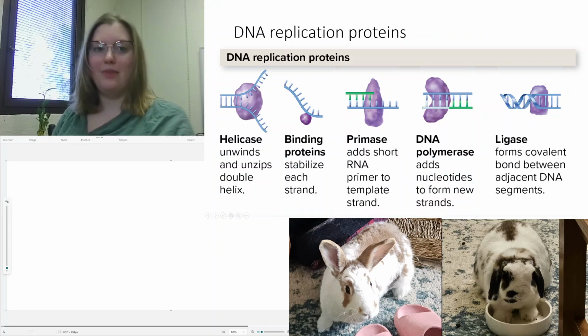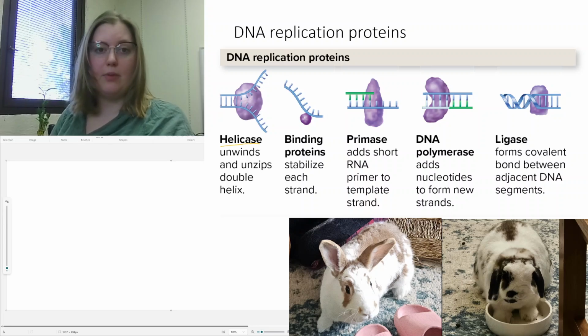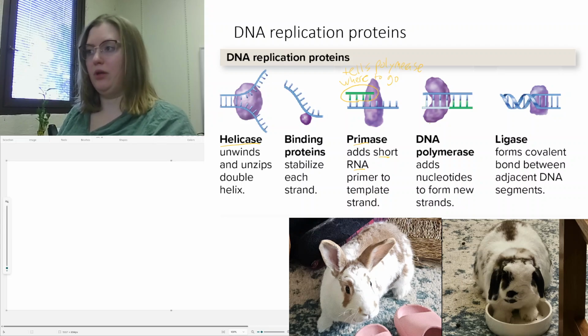Okay, so now we can see all the roles of these proteins. The first one we see over here is helicase. Helicase is responsible for opening the replication bubble so that we can access each side of the DNA double helix. Binding proteins, we're not going to worry about too much. They're just helping the process. Primase is going to be adding an RNA sequence, and this tells polymerase where to go. Okay?